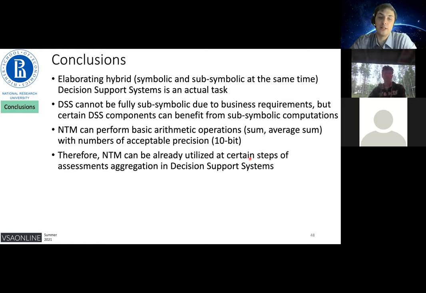We showed that NTM can perform basic arithmetic operations, including the average sum, with numbers of acceptable precision. So that's why NTM can be utilized as an assessment aggregation, learnable component in decision support systems.